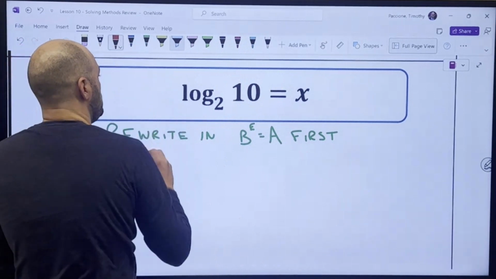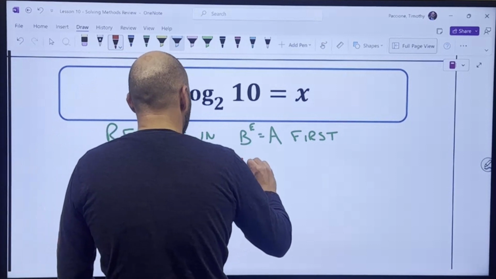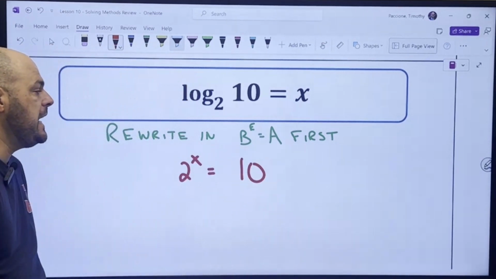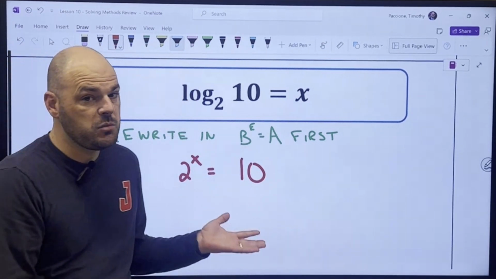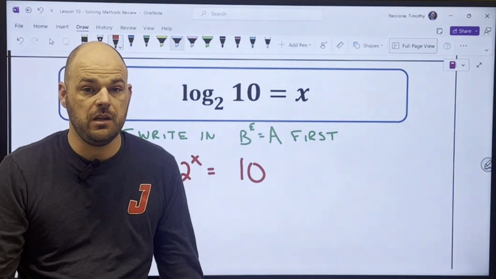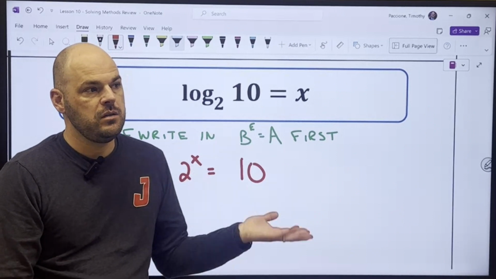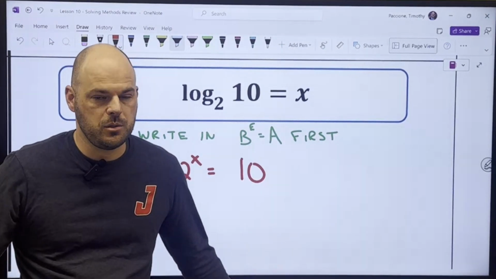So that's 2 to the x equals 10, right? And why do we need this? Well, I don't know any 2 to the anything that equals 10. Not off the top of my head, right? 2 squared is 4, 2 to the third is 8, 2 to the 4th is 16, none of those are 10.